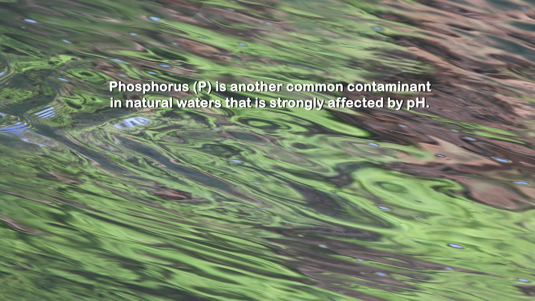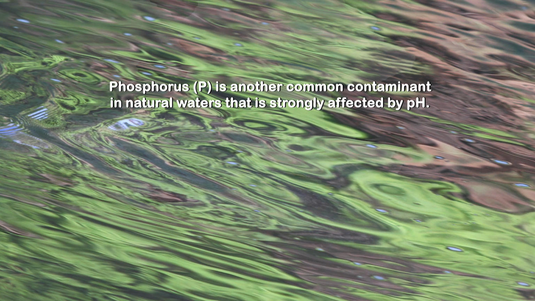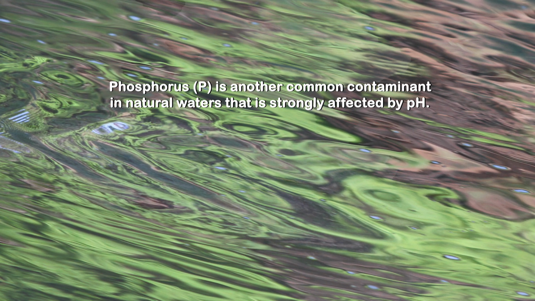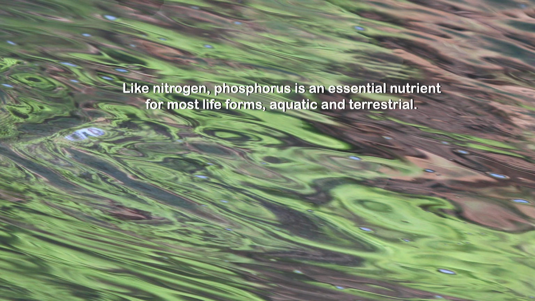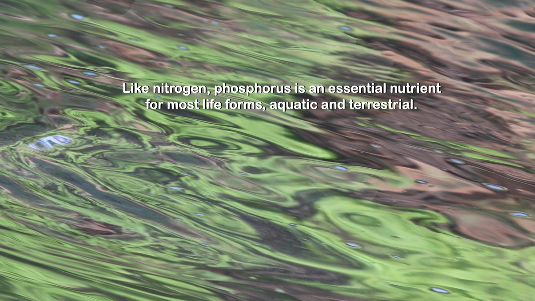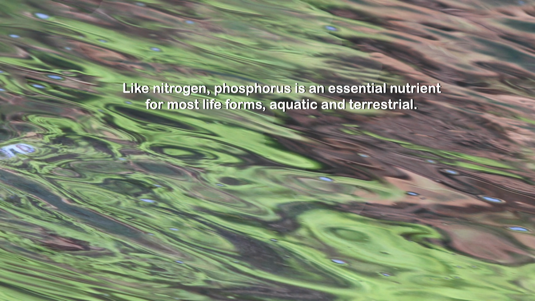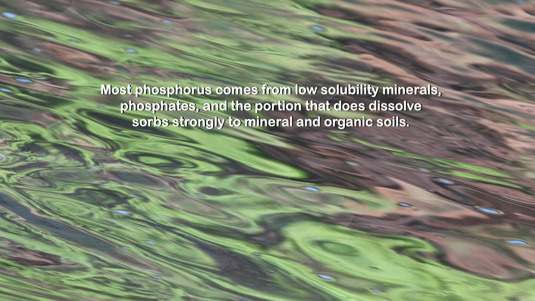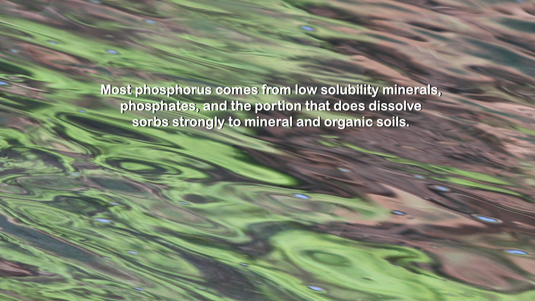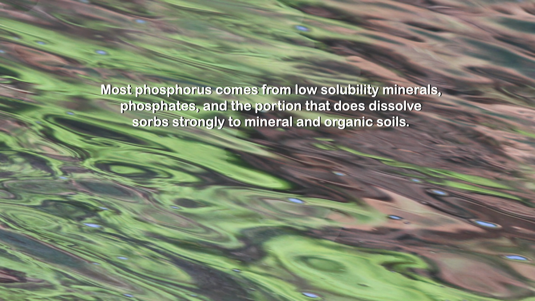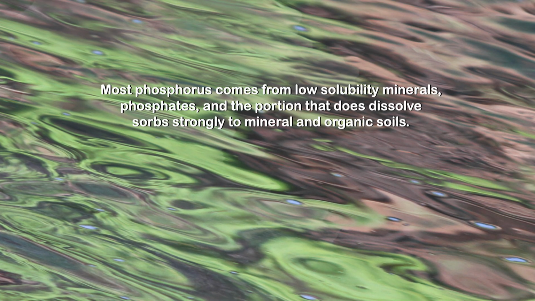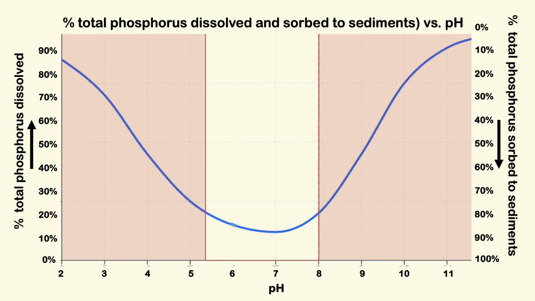Phosphorus is another common contaminant in natural waters that is strongly affected by pH. Like nitrogen, phosphorus is an essential nutrient for most life forms, aquatic and terrestrial. But unlike nitrogen, most phosphorus comes from low solubility minerals, phosphates, and the portion that does dissolve sorbs strongly to mineral and organic soils. This plot will show how small changes in pH can quickly increase the ratio of dissolved to sediment-sorbed phosphorus.